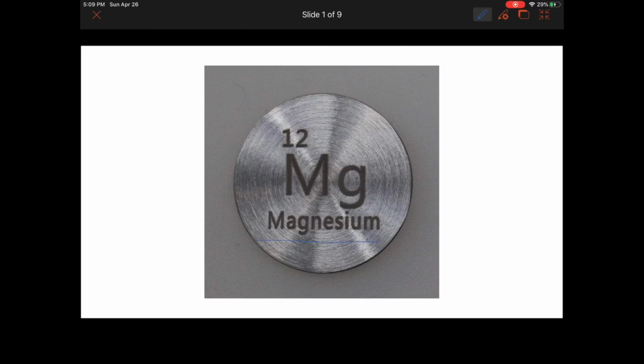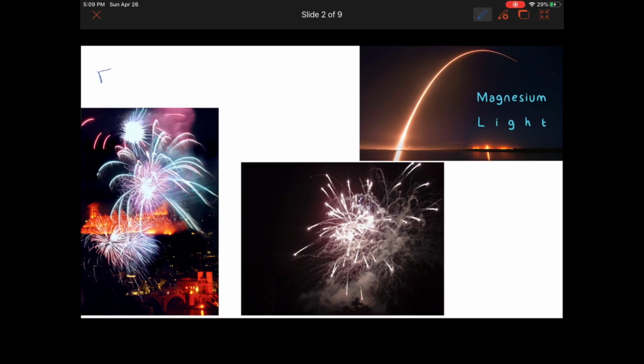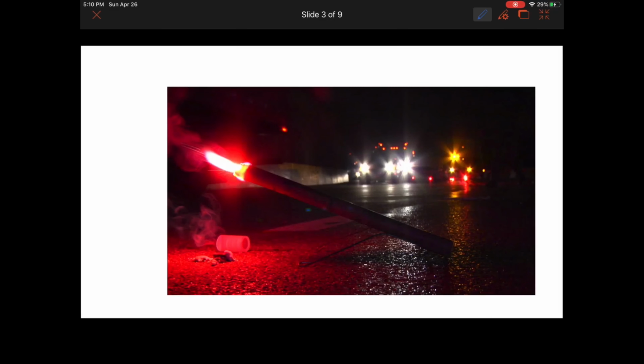Solid magnesium is one of the main components that is used in flares. Flares are used to light up the sky during nighttime activities. It is also used to aid in the signaling of one's location.